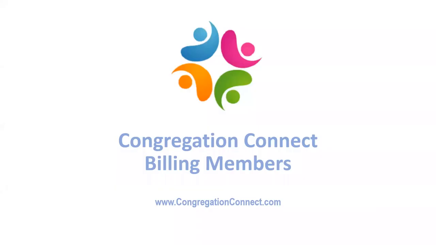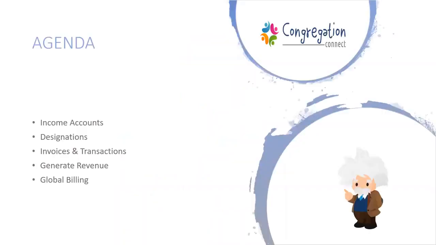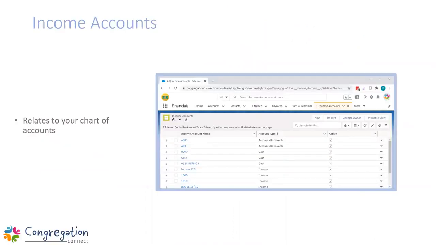So today we're going to learn about billing members in Congregation Connect. Our agenda will include going over income accounts, looking at designations in Congregation Connect, invoices and transactions, generate revenue, and global billing. Here we have our income accounts, and this relates to your chart of accounts.